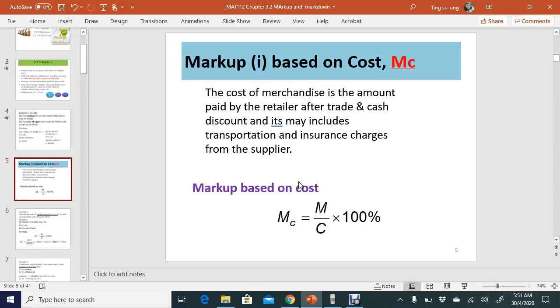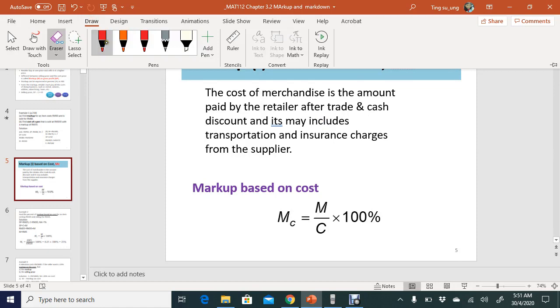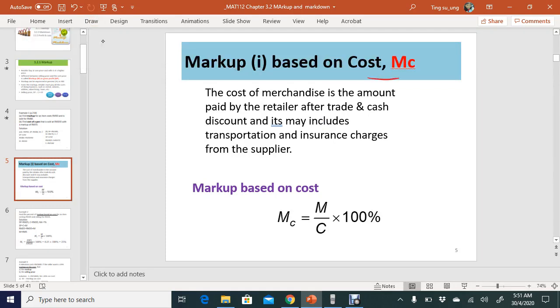Okay, so markup, you can base on two things. One of it will be on cost, or in the short form, we name it as MC. The C here is just to modify this markup, that it is based on the cost.